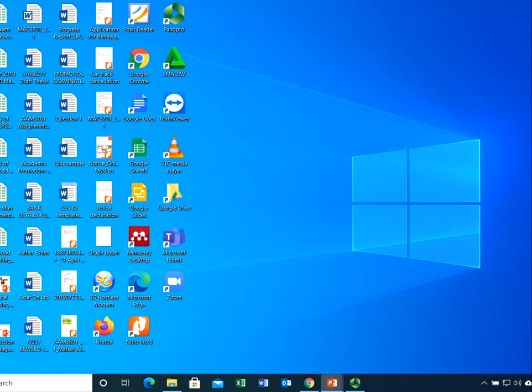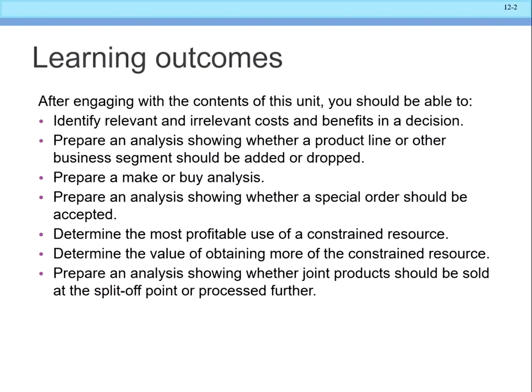Hello and welcome to our second lecture on relevant information for decision making. In our previous lecture, we covered learning objective number 1, identifying relevant and irrelevant costs and benefits in a decision. We said what is crucial is to understand the definition of relevant information in terms of what makes a relevant cost, what makes an irrelevant cost.